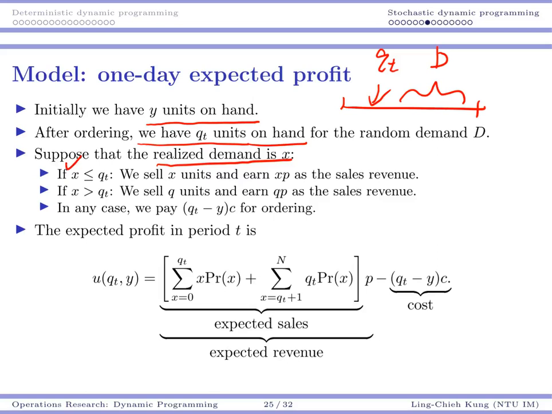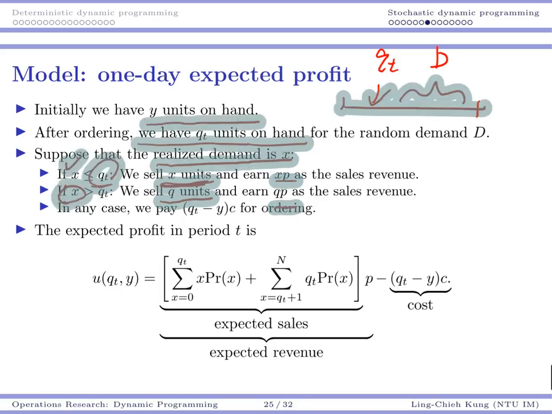Then we know if x is less than or equal to QT, your amount of inventory on hand, we're going to sell x units because you have 10 units, for example, your QT is 10, but only 5 customers come. You're going to sell 5 units, right? And then the amount you may earn is xp. On the contrary, if the number of consumers is too many and it's more than the amount you have, then you only have QT units on hand, you're going to sell QT times p as your sales revenue.